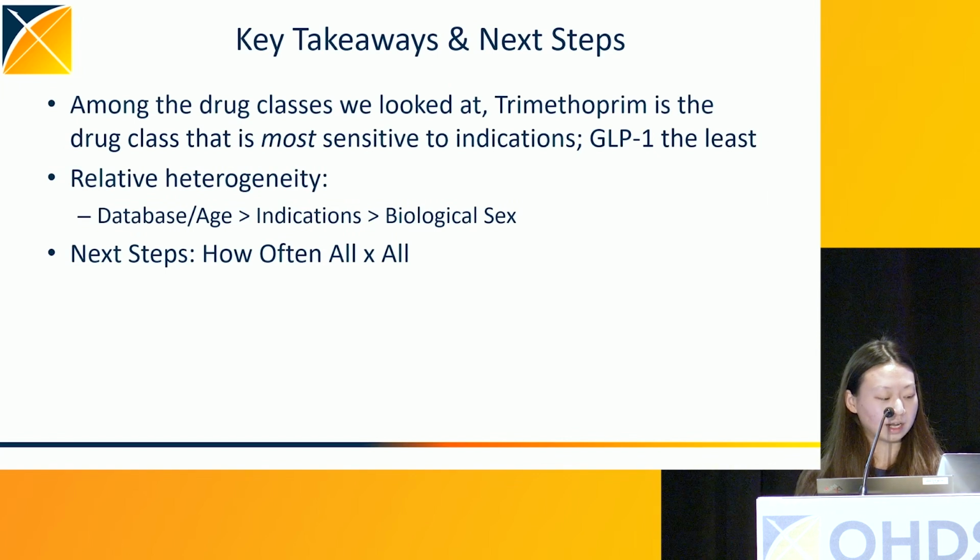So some key takeaways and next steps. Among the drug classes that we looked at, trimethoprim is the drug class that is most sensitive to indication, and GLP-1s is the drug class that is least sensitive. And for our variance components analysis, we found that indications contribute less to heterogeneity than database and age, but more so than biological sex. And we've been talking about this for a while, but the dream, and most importantly my advisor George Hripcsak's dream, is to be able to scale up these incidence rate calculations to include all drugs and all outcomes. So you'll definitely be hearing from me and the team about how we can all work together to make this dream happen in the future.